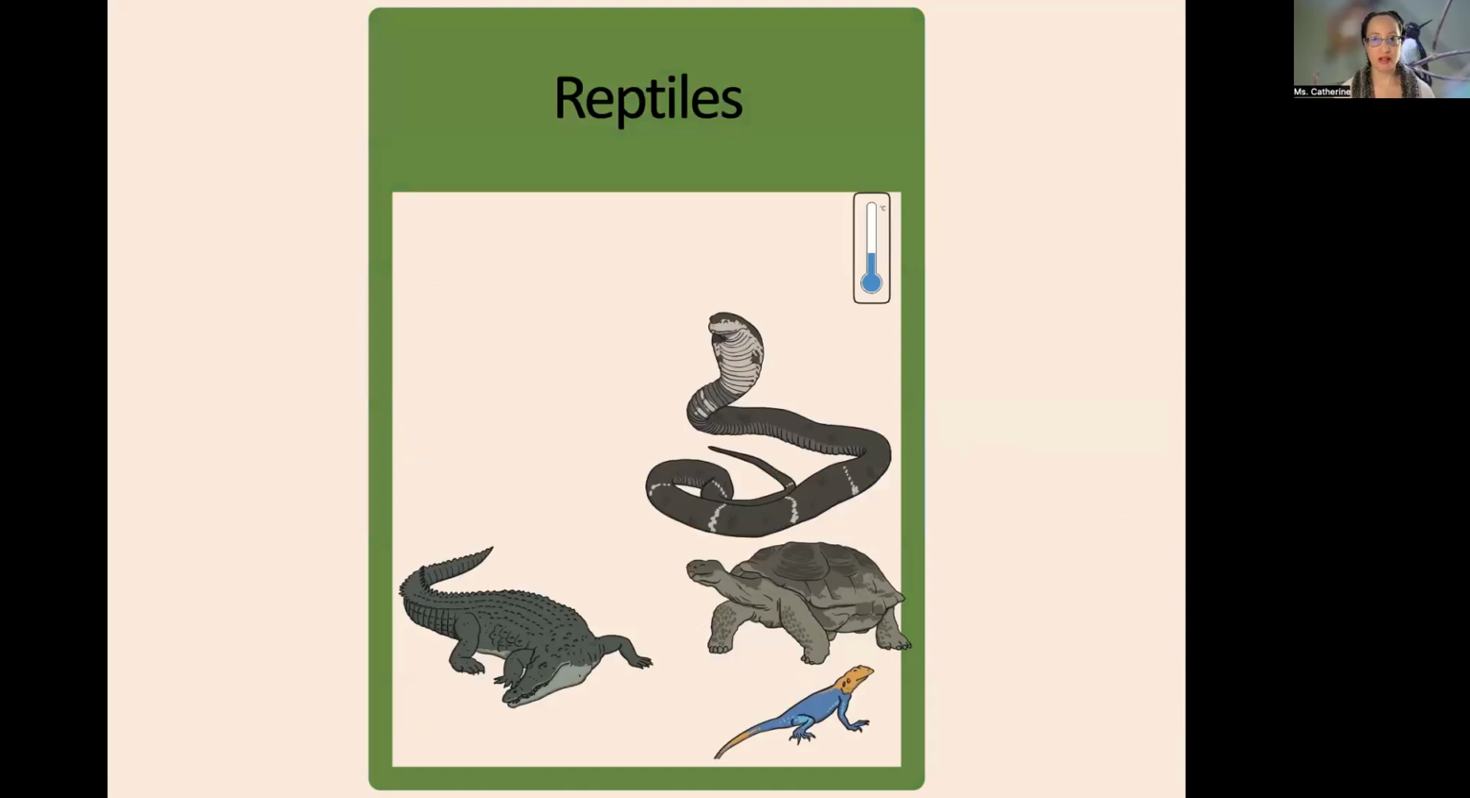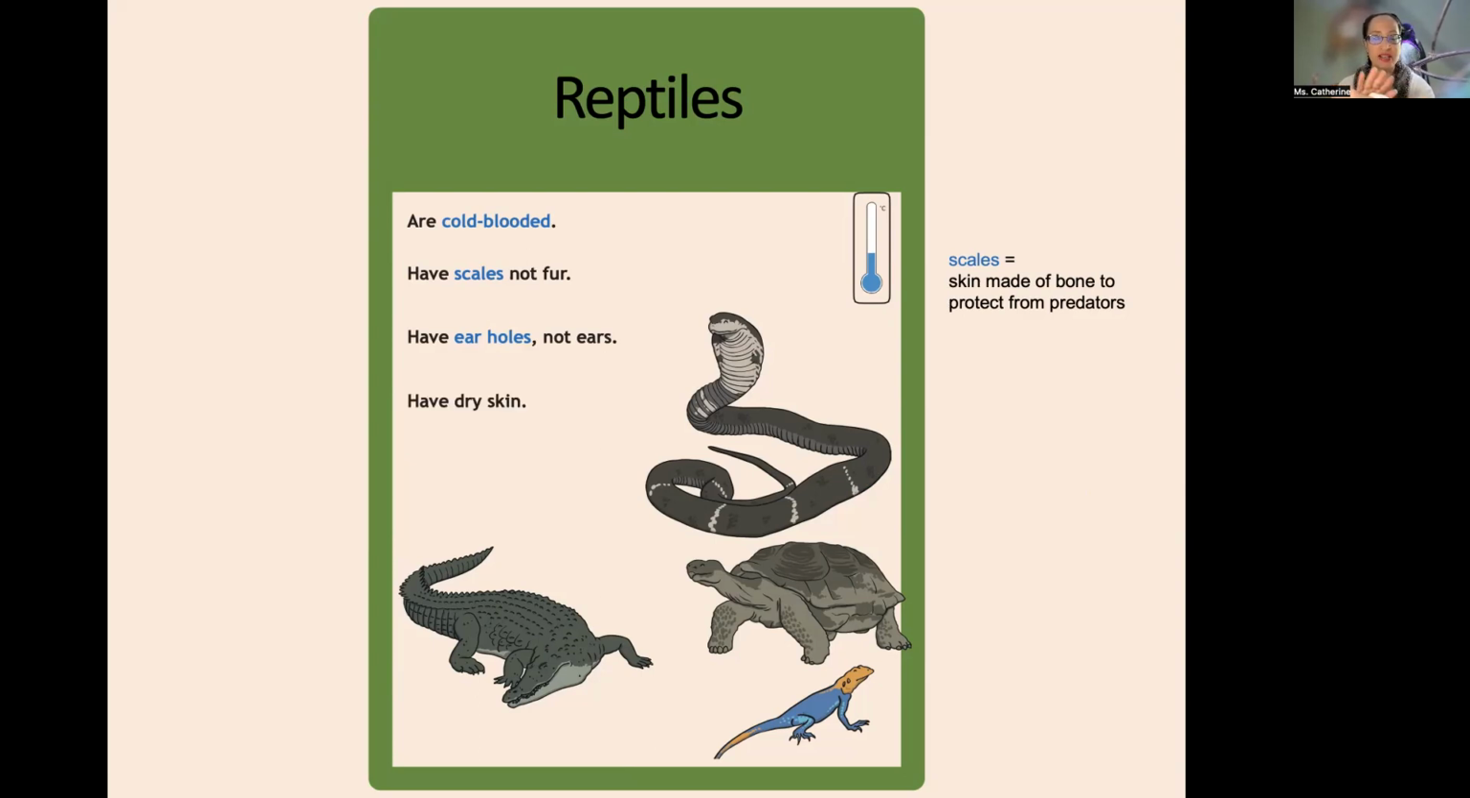Okay, now reptiles. How are we doing with our pronunciation? Reptiles. Reptiles. Good. So reptiles are cold-blooded. They have scales, not fur. So scales, remember, just like the fish, the skin made of bone to protect from predators. They have ear holes, okay, not ears. We have ears, but they just have the holes. They have very dry skin. And they live on land and water.